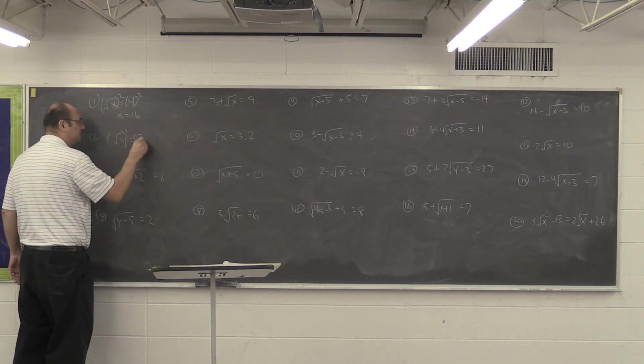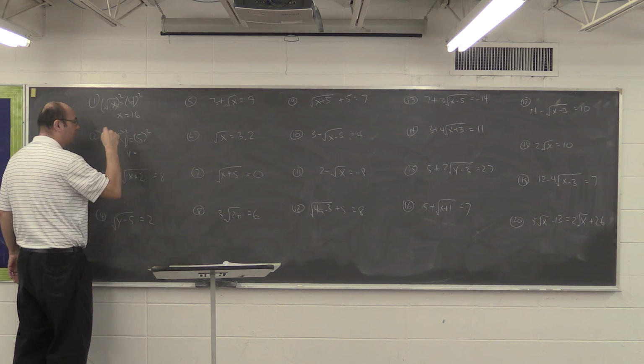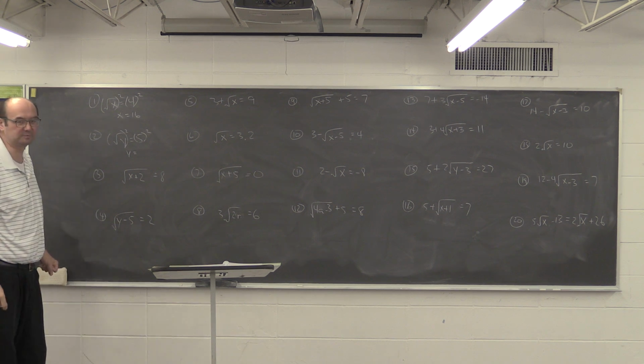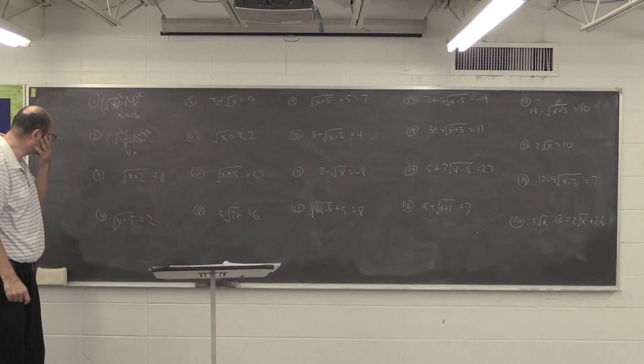We're going to square both sides, right? So y is equal to, well, I'll let you figure out what 5 times 5 is, but it's somewhere between 24 and 26, I think. Somewhere in there. All right?